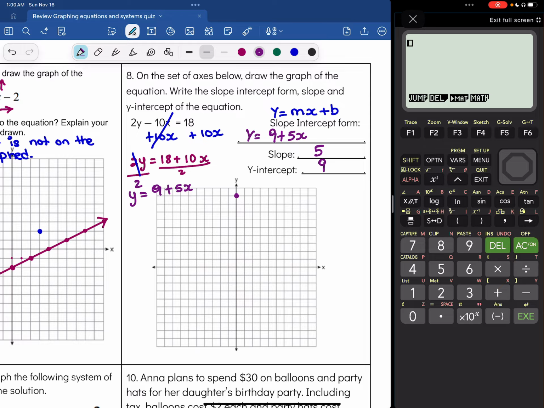So I'm supposed to go up 5 and right 1. Since I don't have space on this graph to go up 5 and right 1, I do the opposite. Instead of going up and to the right, I would go down and to the left. So from the starting point of 9, I'm going to go down 5, 1, 2, 3, 4, 5, and left 1. Down 5 and left 1.